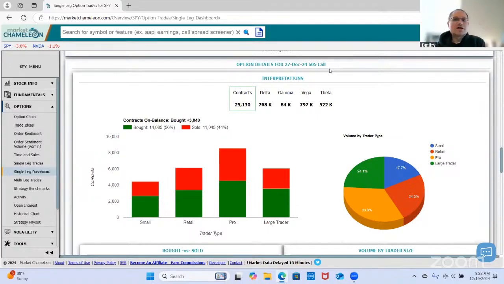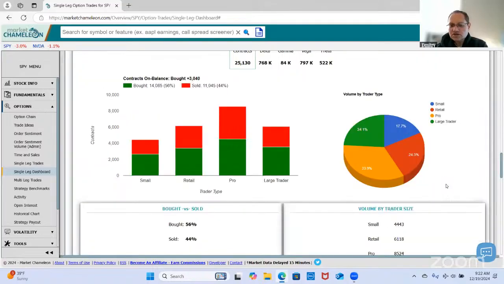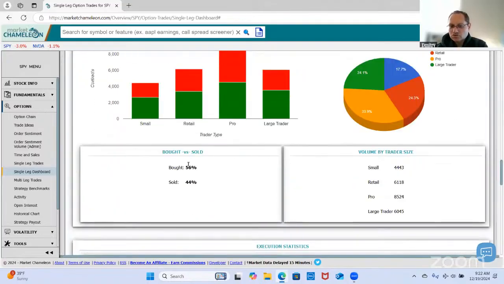So you can see that there's participation of all types of traders. It looks like SPY is a popular stock to trade, and all types of traders participated in there. This is a pie chart showing that the proficient traders, larger traders, made up almost 34% of the volume. Institutional traders, 24%. If we go down, this is the bought versus sold, 56% versus 44%. And this is the number of contracts in each. So this would be represented up here.